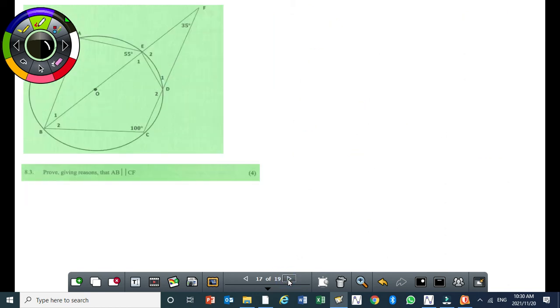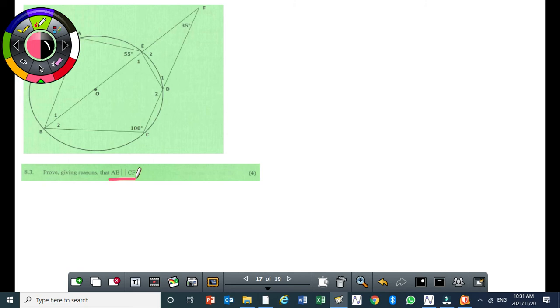Okay, then prove, giving reason that AB is parallel to CF. Now, in grade 11, for you to prove that two lines are parallel, you only have two methods. The first one is to use your knowledge of alternate, corresponding, co-interior angles. That's the first method, right? Then, the second method is to use the midpoint theorem. In this diagram here, we can't use the midpoint theorem.